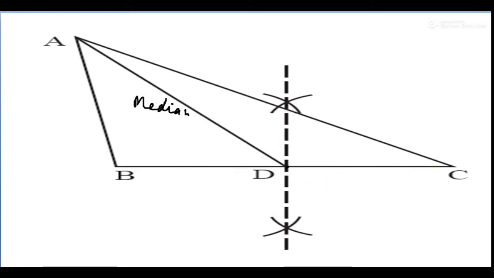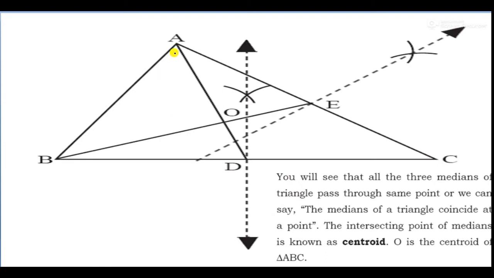So now let us see what happened in this. This is a complete triangle ABC, and the perpendicular bisector of BC and the perpendicular bisector of AC are drawn, and they intersect at point O, and that point O is called the centroid. You have seen here that medians intersect at a point. So always remember, the medians of a triangle coincide at a point, where this point is O, and it is called the centroid.